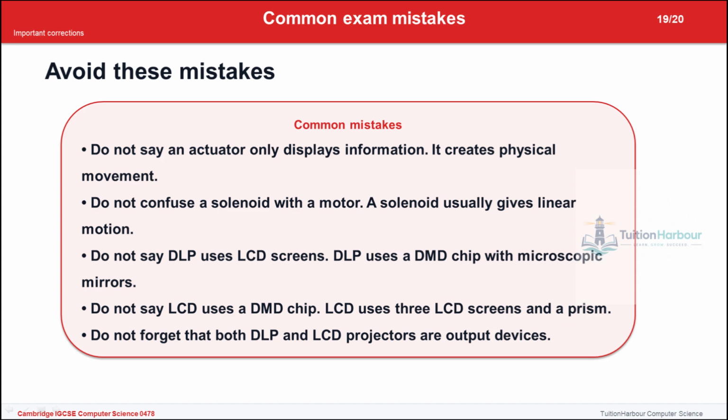Common exam mistakes. An actuator does not display information. It creates physical movement. A solenoid usually produces linear motion, while a motor normally produces rotary motion. DLP uses a DMD chip. LCD uses three LCD screens and a prism.